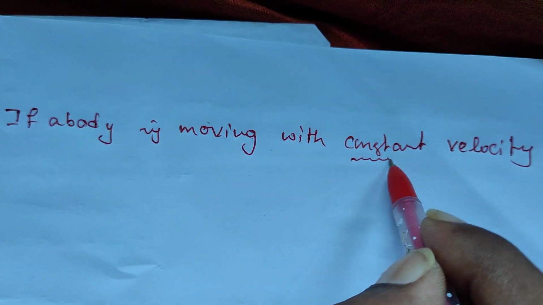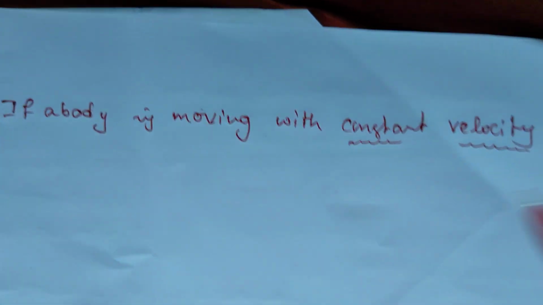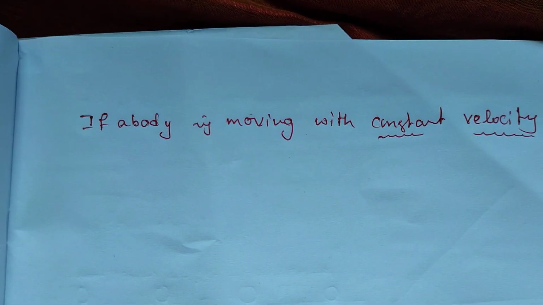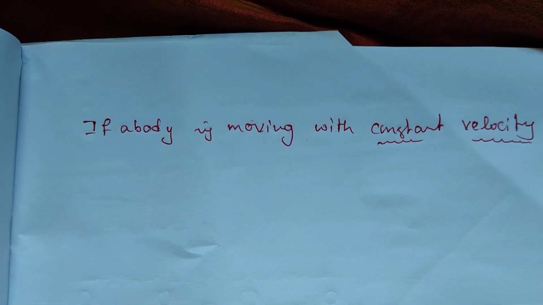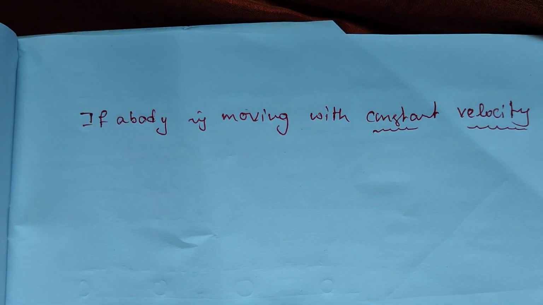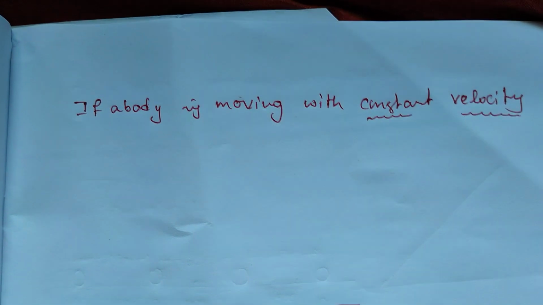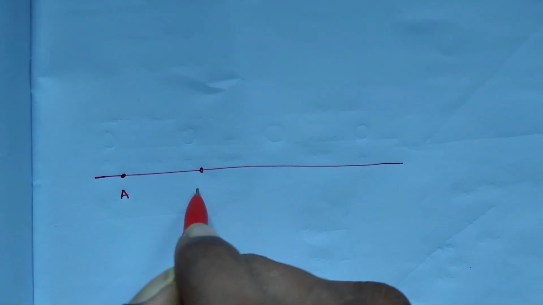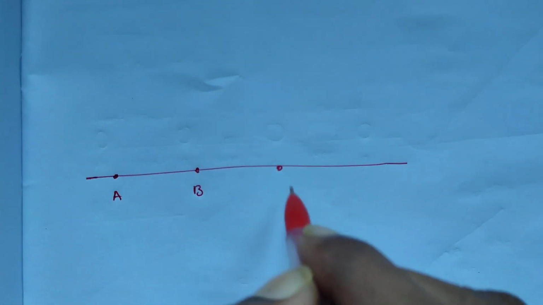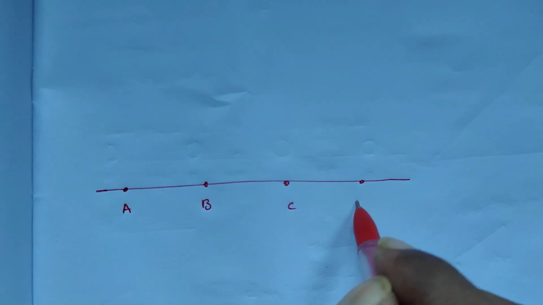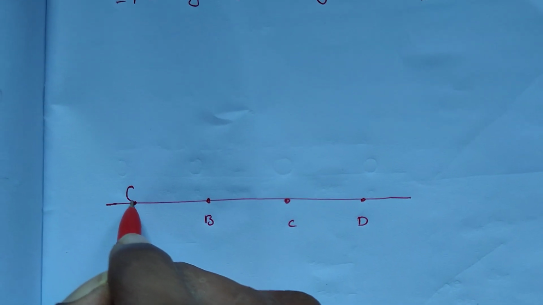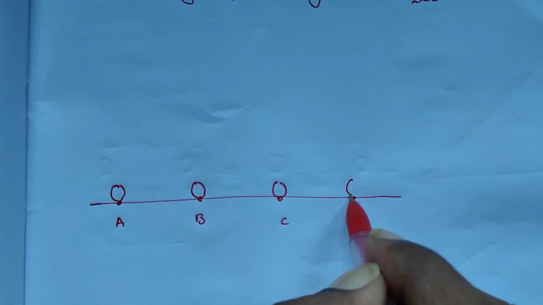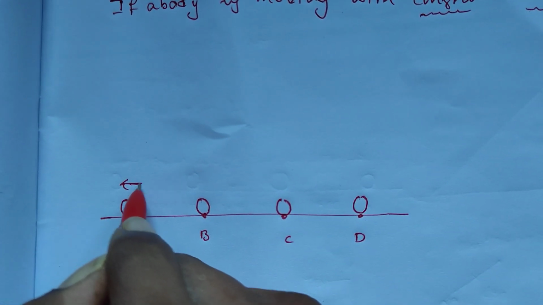This point is very important. Constant velocity is nothing but uniform velocity. Yes or no? Your body is moving with constant velocity means uniform velocity. What is the definition of uniform velocity? A body covers equal displacements in equal intervals of time. Just identify in this example, the body covers equal displacements in equal intervals of time.